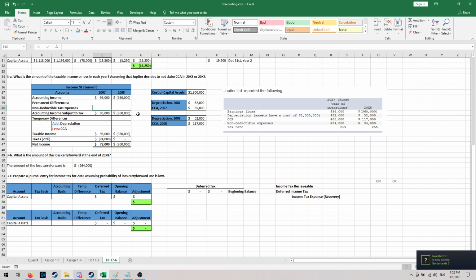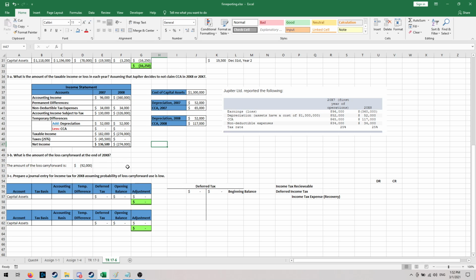We had the same non-deductible expenses of 34,000. We had the same depreciation of 52,000. But this time we had a zero CCA in both accounts. So this is set up exactly the same way. It's the sum of our taxable income and our loss. So the amount of our loss carry forward in this case is $92,000.